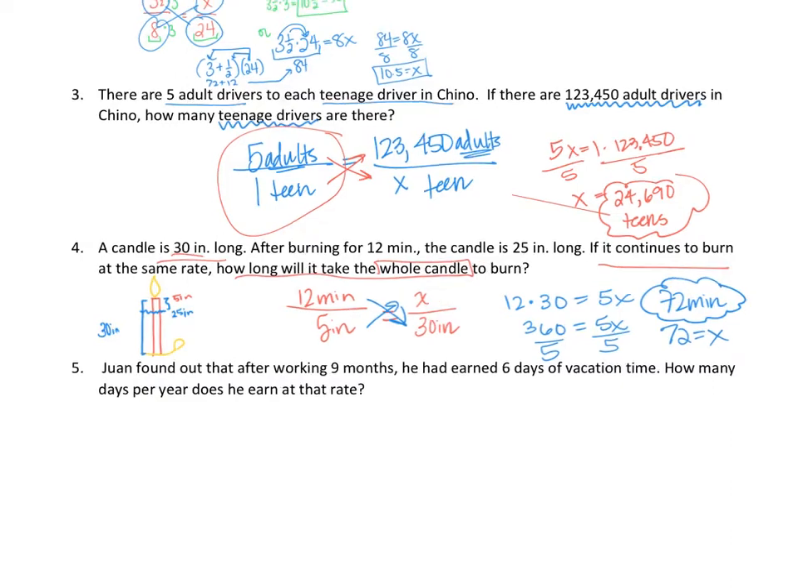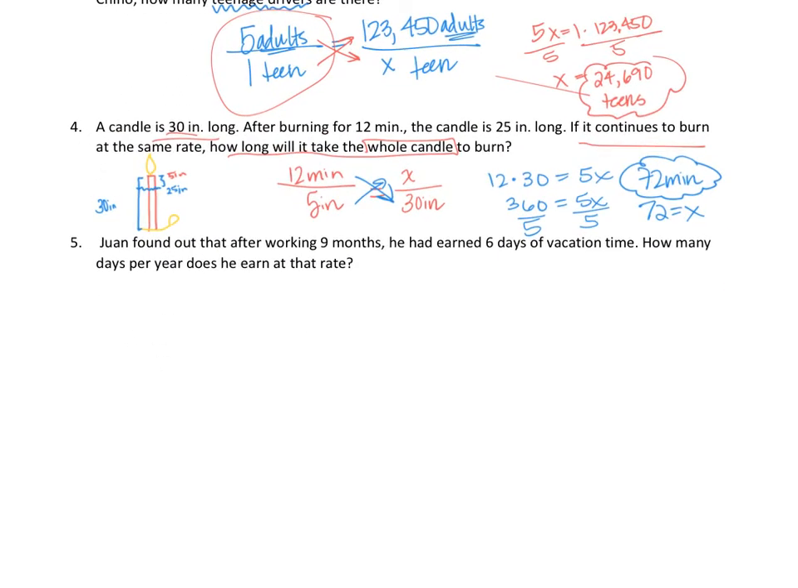So then for our next problem, we're looking at Juan, who found out that after working for 9 months, he had earned 6 days of vacation. So 9 months gets him 6 days. He wants to know how many days per year does he earn at that rate. So the rate is 9 months, he makes 6 days of vacation. And so it wants to know, okay, so for 1 year of working, how many days earned.